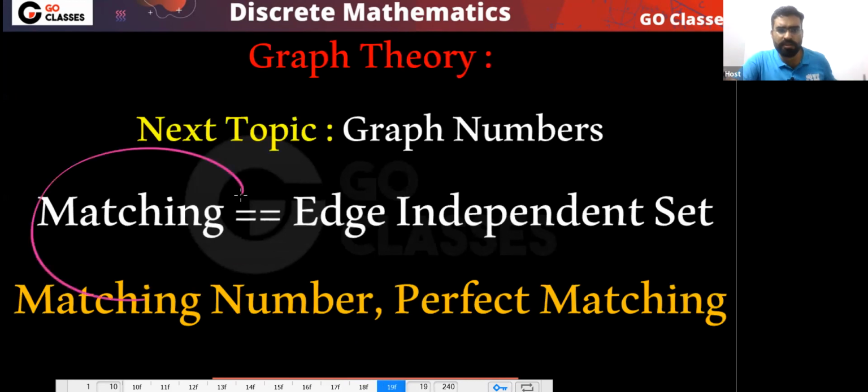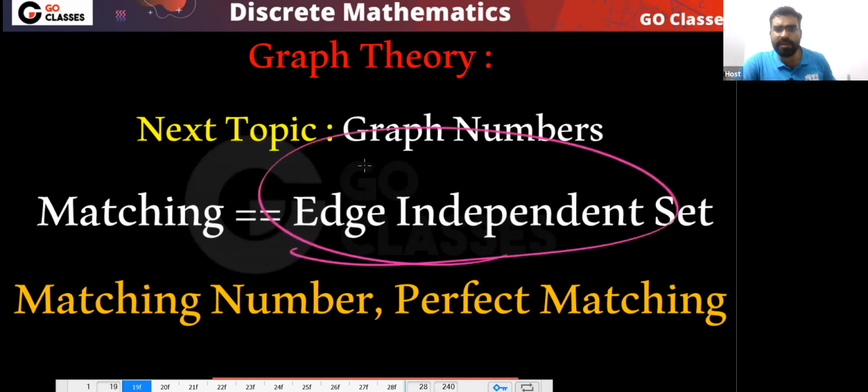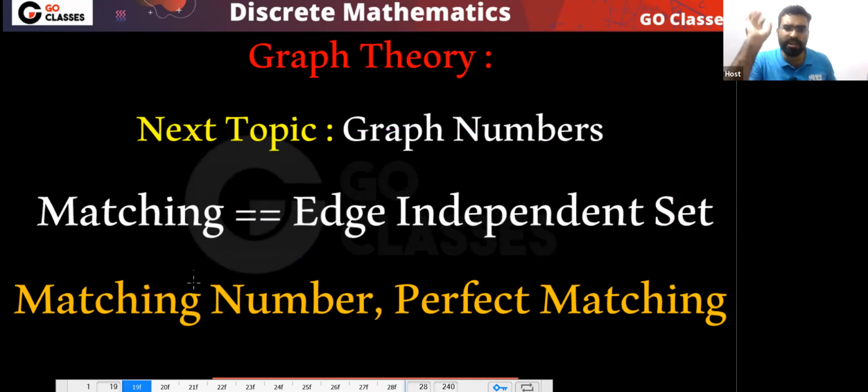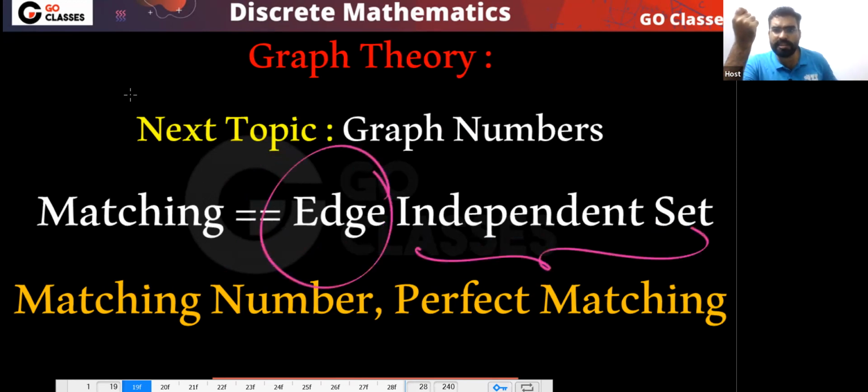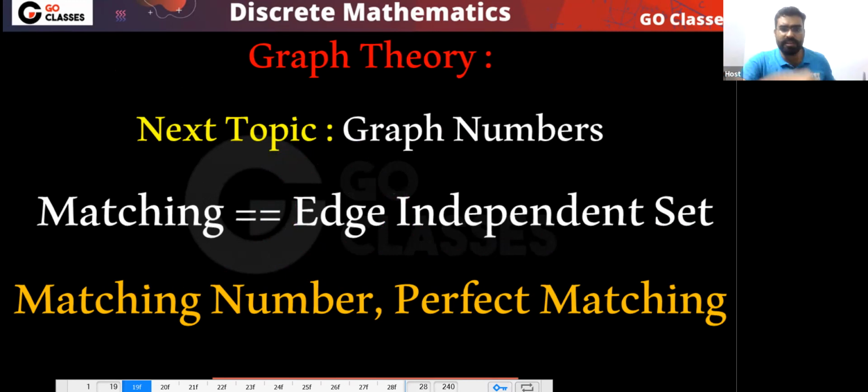Let's see the next topic, that is matching. Okay, now what is a matching? Matching is basically an edge independent set. What does it mean? Edge independent set means a set of edges which are independent, which means a set of edges which are non-adjacent.